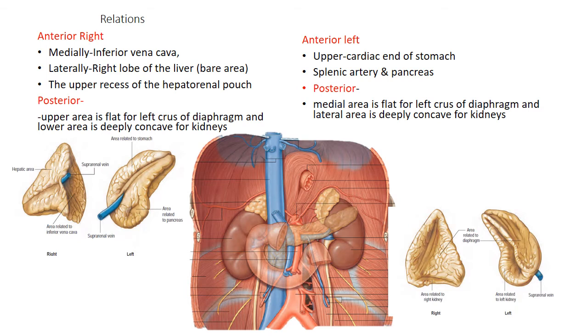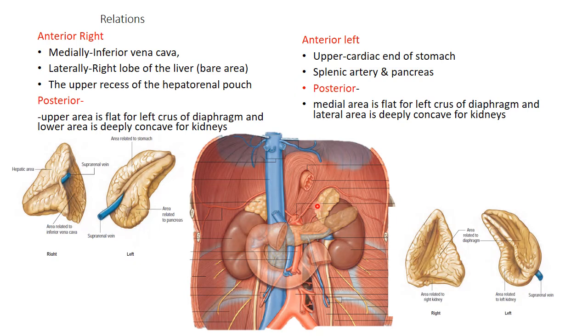Coming to the relations of the gland, here again the anterior aspect of the right and left suprarenal, and here the posterior aspect of the right and left suprarenal. We'll begin with the posterior relations, because in this central picture, posteriorly both the suprarenal glands will be related with the crus of the diaphragm of the respective side. So the right suprarenal will be related with the right crus of the diaphragm posteriorly over here, and the left suprarenal will be related with the left crus of the diaphragm over here.